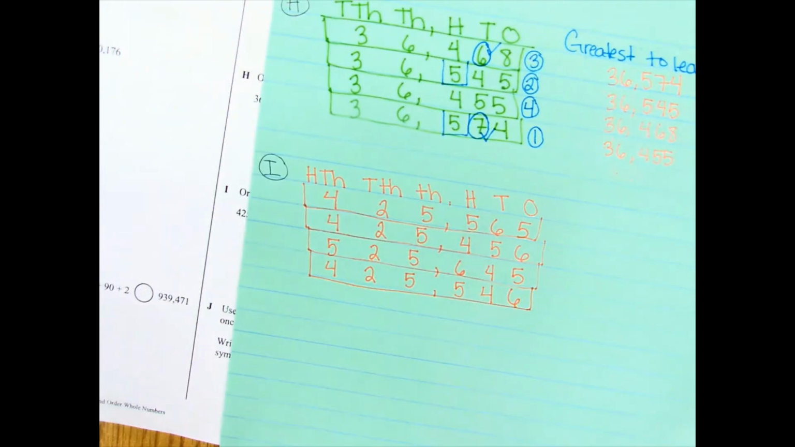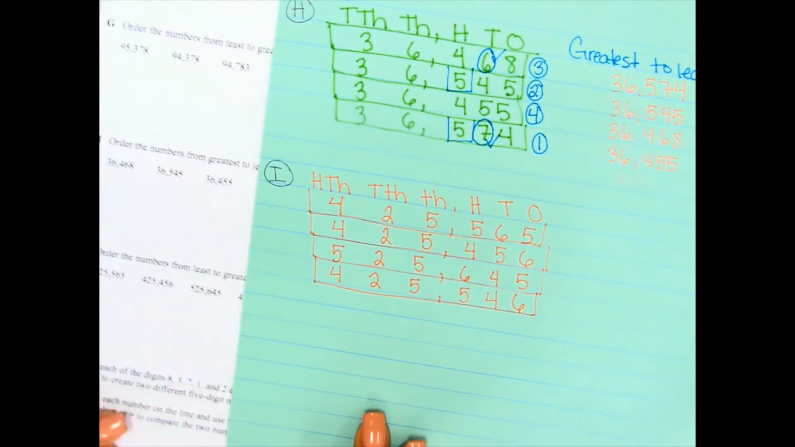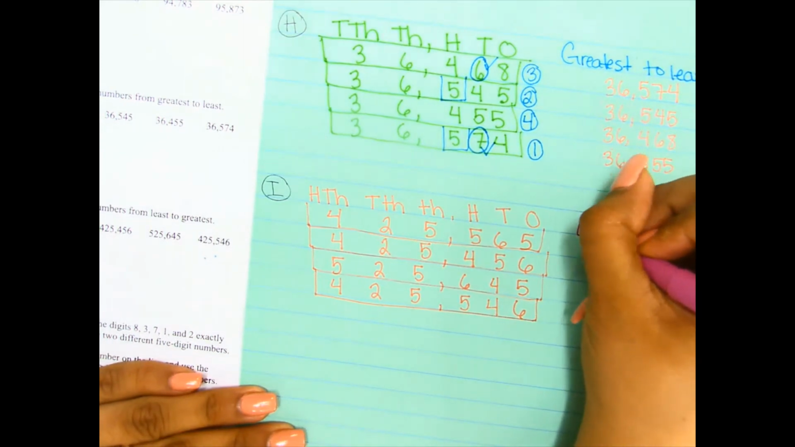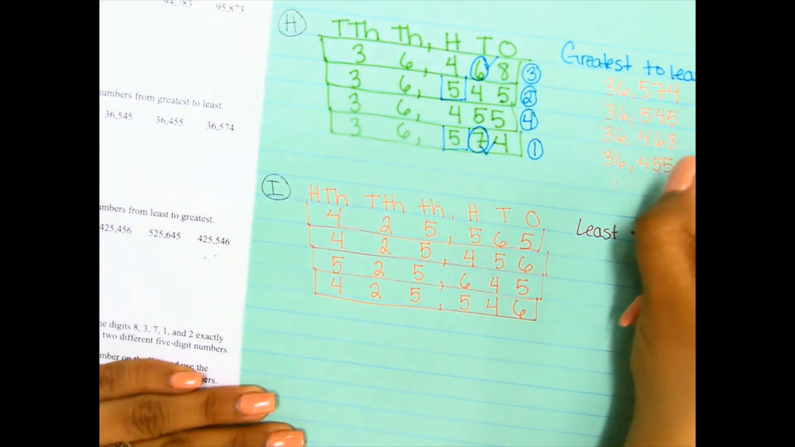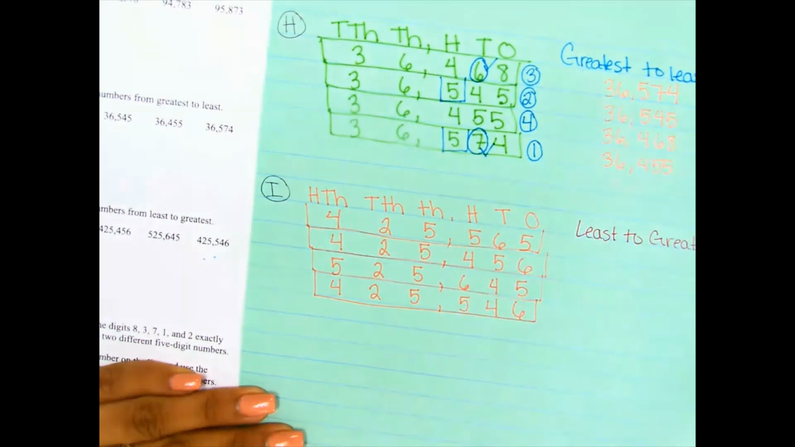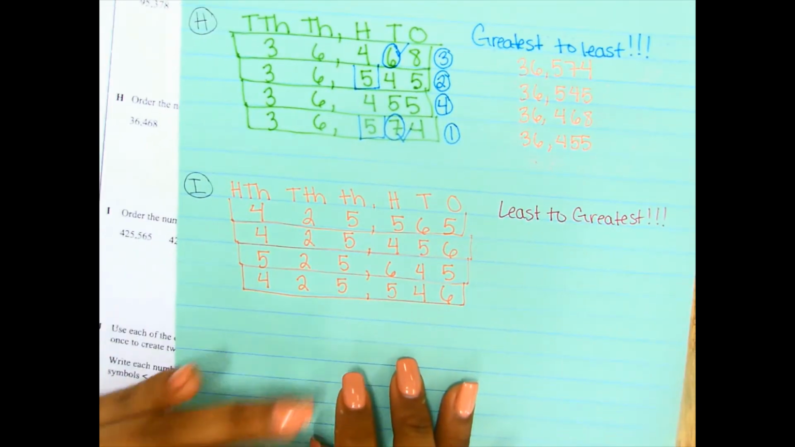So now I'm going to look at my 100,000s place. Oh, before I do that, I already almost forgot a step. I have to go from least to greatest. I'm going to write it here. Least to greatest, with emphasis. We're doing least to greatest.